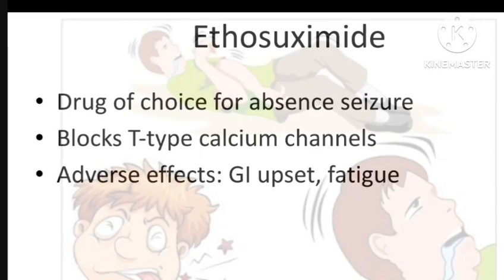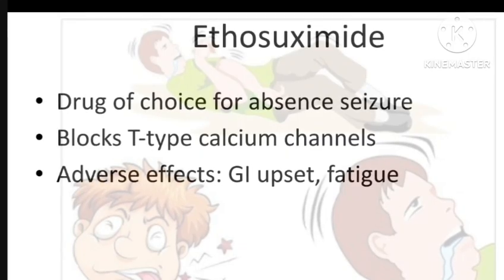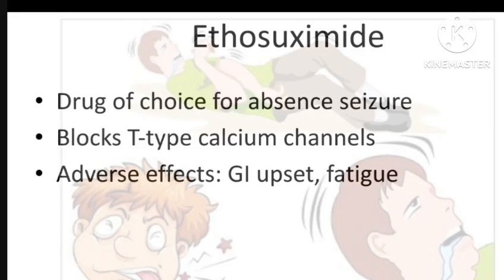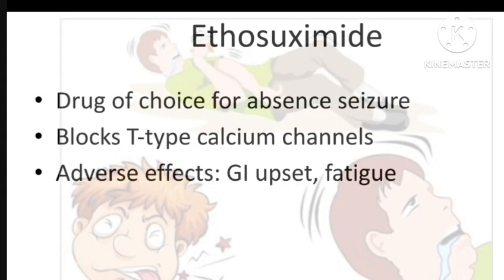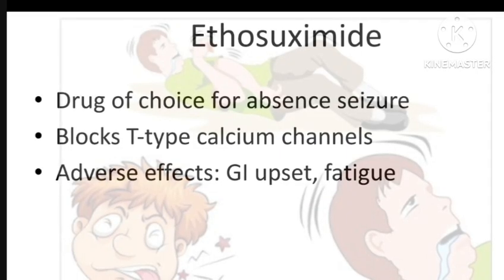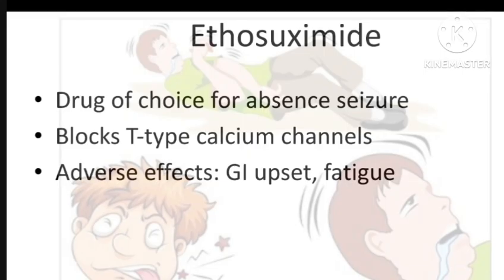Next drug is ethosuximide. It is a very important exam drug. Okay, it blocks the T-type calcium channel and is the drug of choice for absence seizures. The adverse effects are GI distress, fatigue, headache, and urticaria. And remember, ethosuximide is for absence.